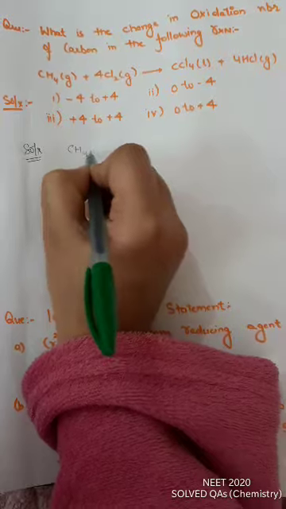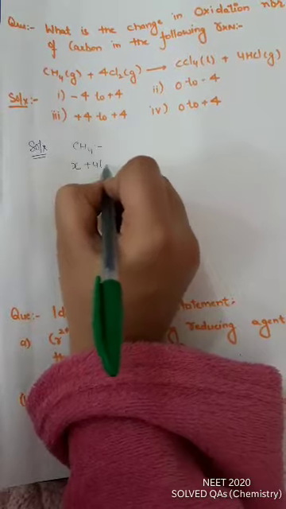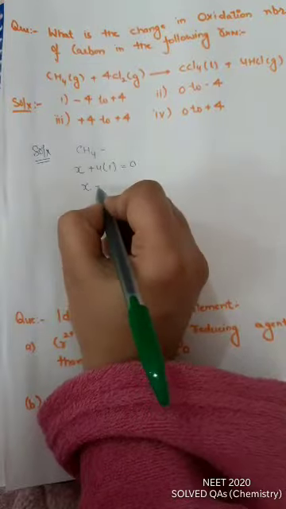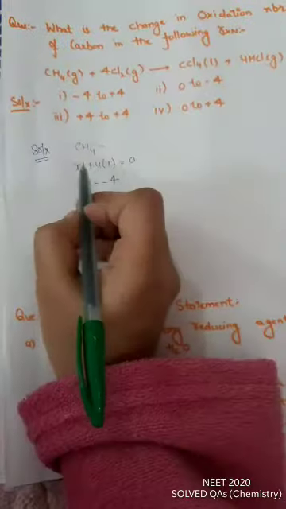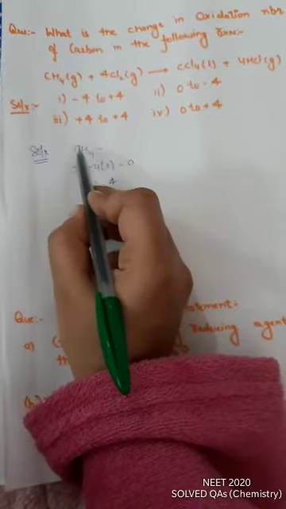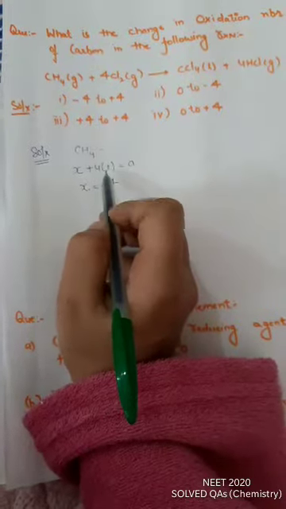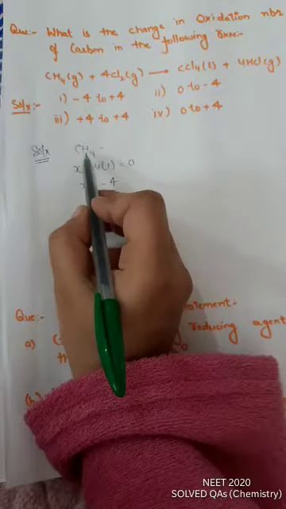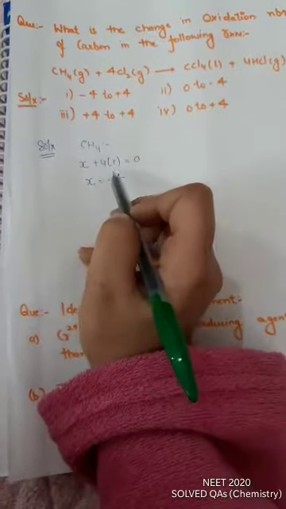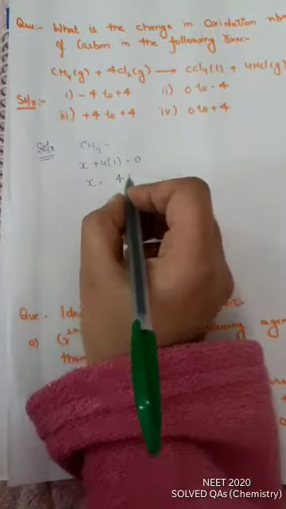In the case of methane, carbon's oxidation state X plus 4 into 1 is equal to 0. X comes out to be -4. How did we do this? First we took the oxidation number of carbon as X, plus 4 into 1. Why 4 into 1? Because each hydrogen atom has an oxidation number of +1 and there are 4 hydrogen atoms. So the oxidation state of carbon comes out to be -4.